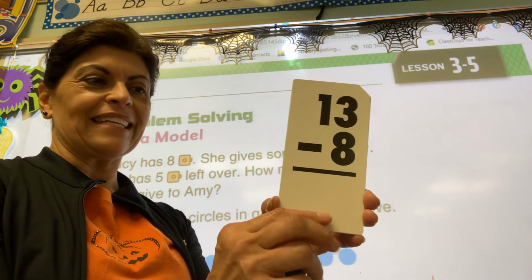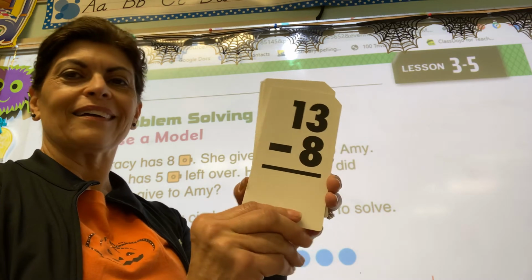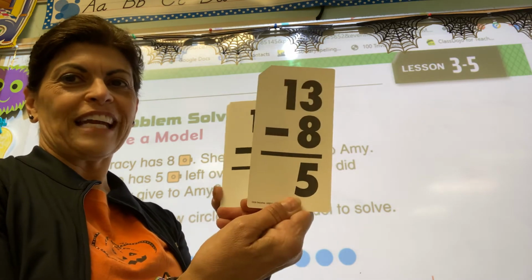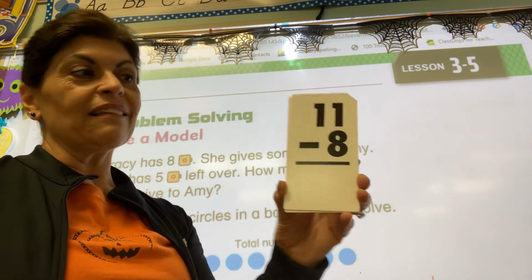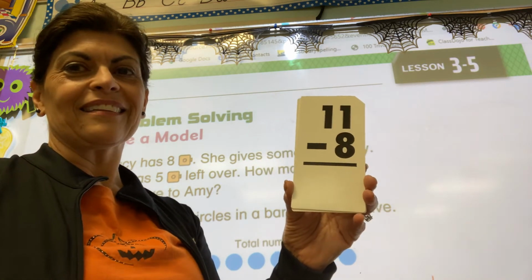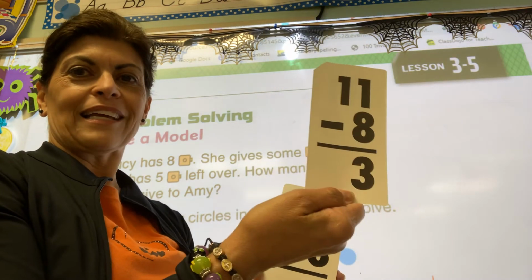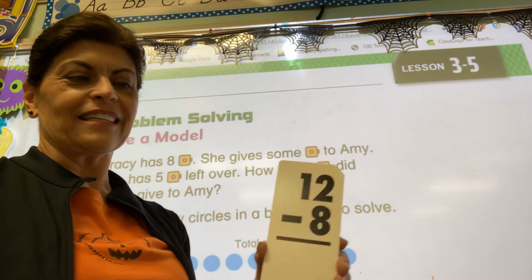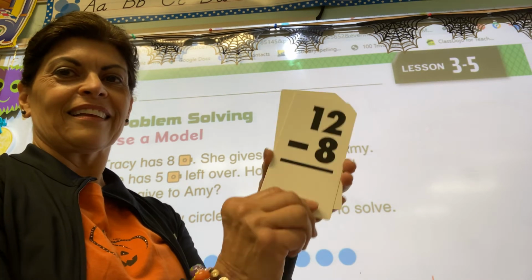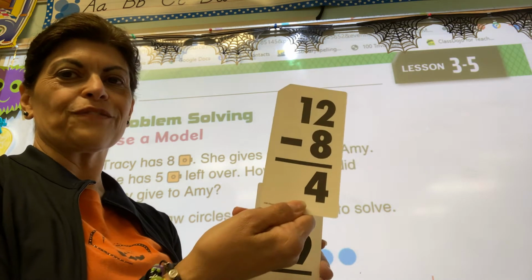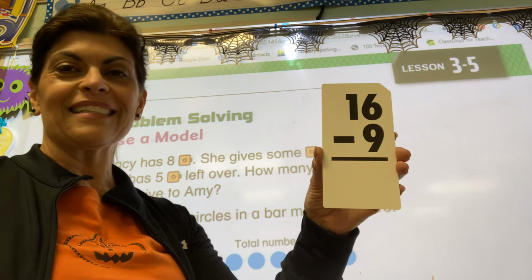13 minus 8. I'm going to give you a second, maybe 2 seconds, 3 seconds. Great. 5. 13 minus 8 equals 5. What about 11 minus 8? Okay, 1, 2, 3. Answer is 3. Great. 12 minus 8. You got it. Equals 4.